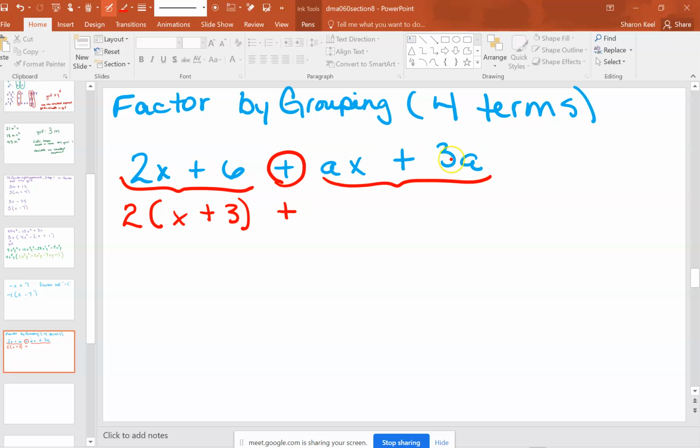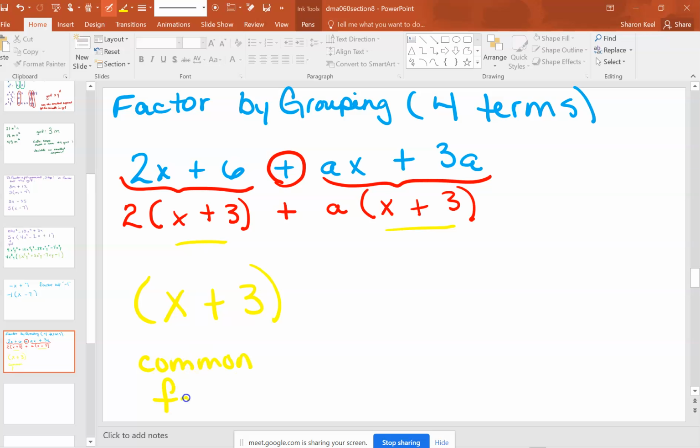When I look at these two, what they have in common is the letter a. When I factor out an a here, I'm left with x. When I factor a out here, I'm left with the number 3. Now, what I want you to notice is, do you see that both of them have x plus 3? X plus 3 is their common factor. What's in the parenthesis is the common factor. We then need to figure out what's going to make our second factor.